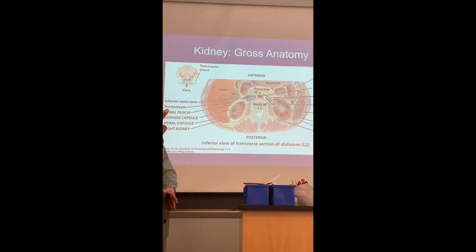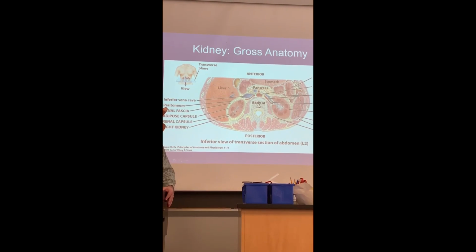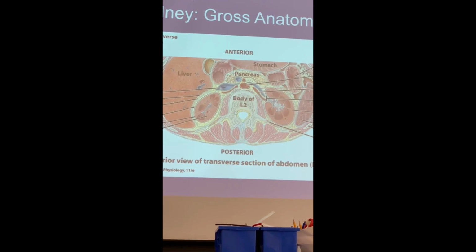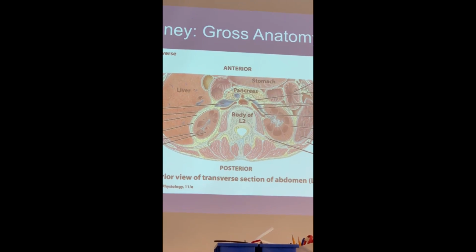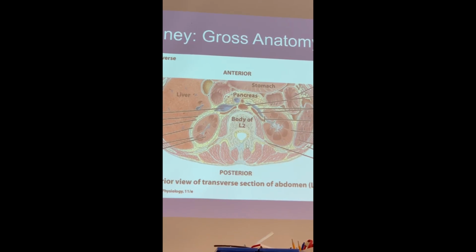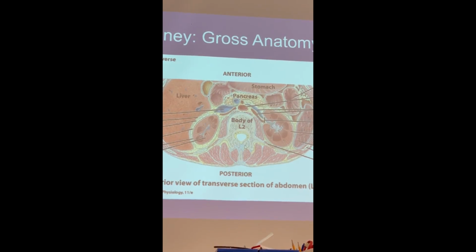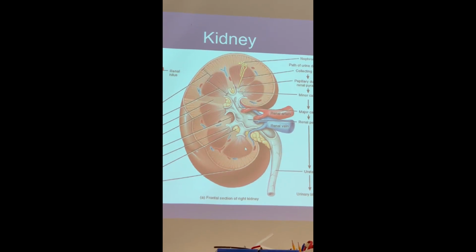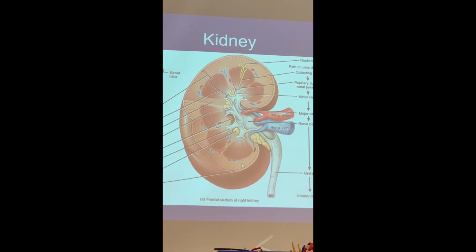We can also see how the kidneys are protected by the bodies of the vertebrae and also by the ribs. If we look here, you can see the portions of the ribs there. They're protected.